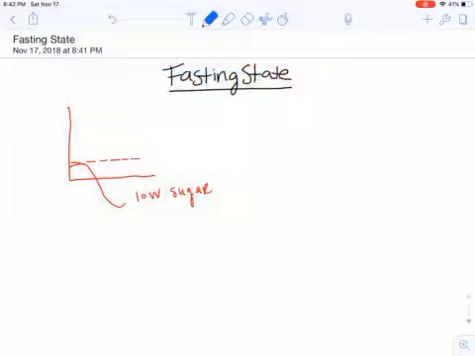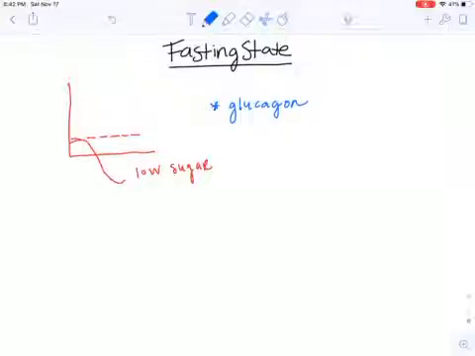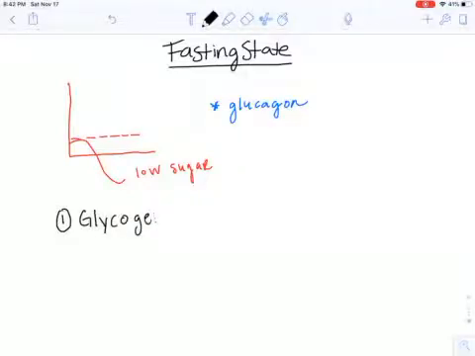And it's important to note that the hormone that's driving this is glucagon. So glucagon is that hormone that's going to be responsible for the different metabolic pathways. When the body is first low for sugar, we're going to go to glycogen. So this is going to be glycogenolysis. And in glycogenolysis, we're simply going to be breaking down glycogen for energy.